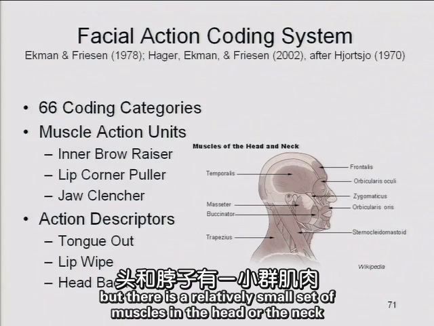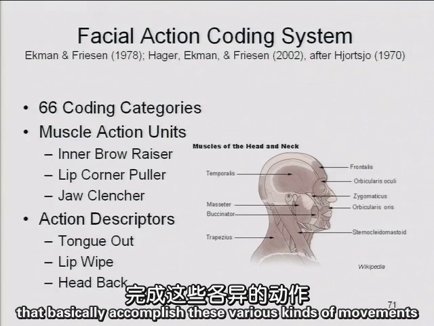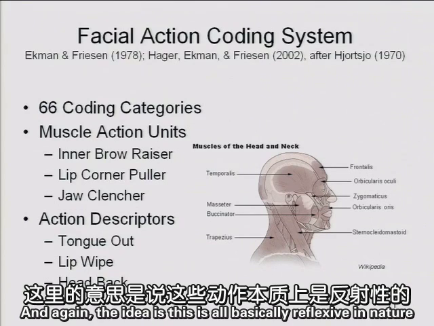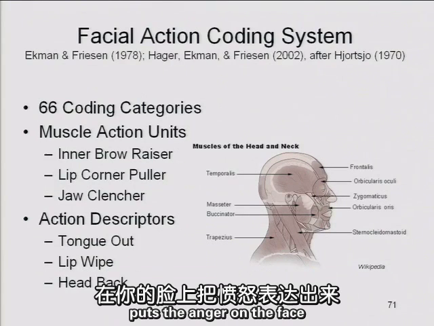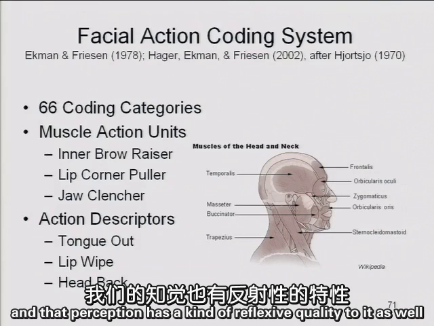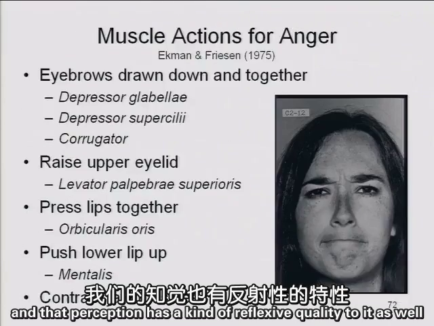But there's a relatively small set of muscles in the head or the neck that basically accomplish these various kinds of movements. And again, the idea is that this is all basically reflexive in nature. When you're angry, there's a reflexive response to the anger that puts the anger on the face, and the perception has a kind of reflexive quality to it as well.